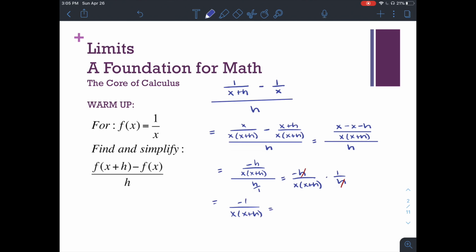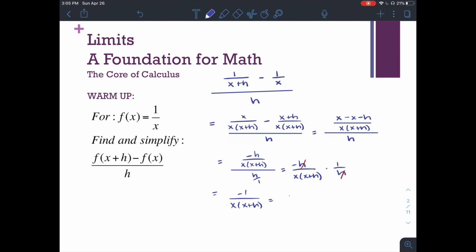And simplified, you could stop here. I'm actually going to distribute the x in the denominator. So our simplified difference quotient is negative 1 divided by x squared plus x times h. And we're going to hold on to this idea. We're going to come back to it in a couple minutes, and we're going to look at the derivative of this function using the fact that we've already found and simplified the difference quotient.